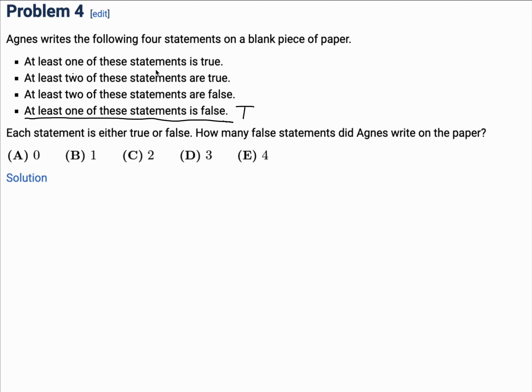And if this statement is true, we have the first statement is true because at least one of them is true. And now if you have 2 truths, then the second statement is also true. We have 3 truths. But remember this one says at least one of them is false, and we know that at least one of them is false.